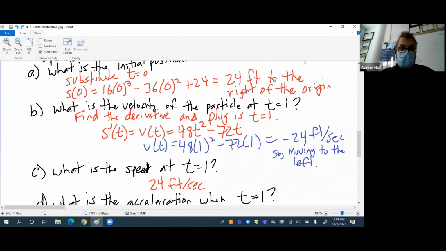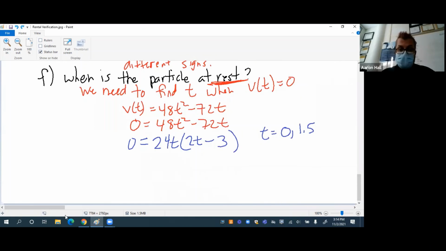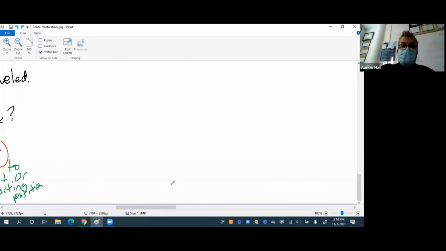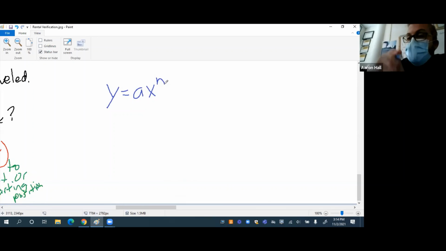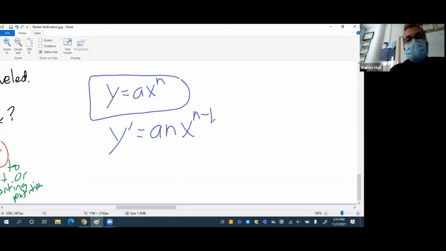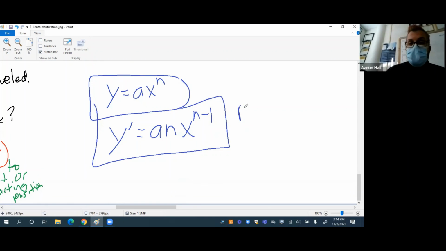One more time, how did we find our velocity equation? Just take the derivative. Do you remember the power rule? We need to review the power rule because some of you don't remember it. If I have y equals a times x to the power of n, let's say that this is my position function, how do I find the derivative or my velocity function? A times n times x to the power of n minus one. Nice, cool. That is called the power rule.